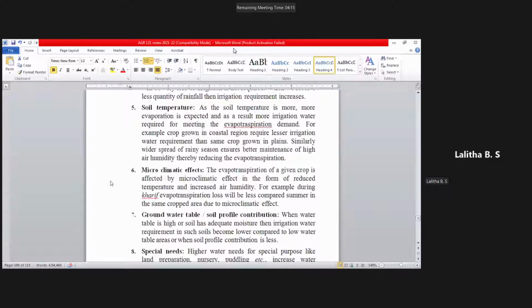And microclimate, see, if you are sitting in a room, you can call it one microclimate. The classroom itself is one microclimate. When compared to the macroclimate, maybe the entire GKVK, the classroom, even a section, the first year A section, that itself is the microclimate. Very good, Abhigna. That is the microclimatic effect.